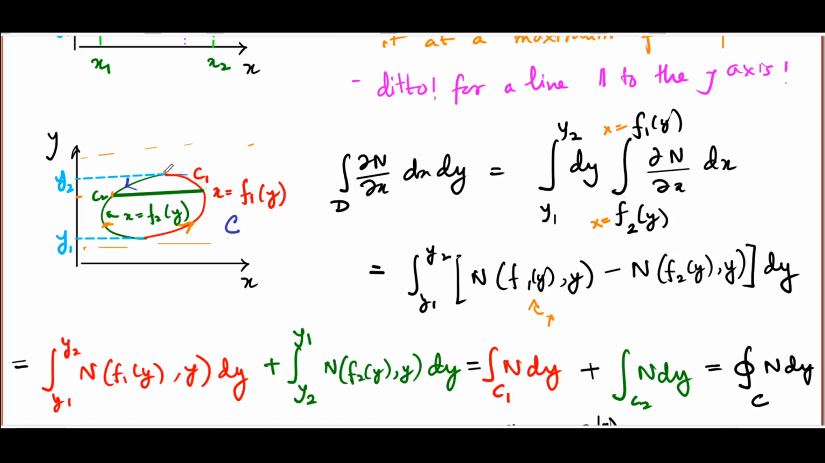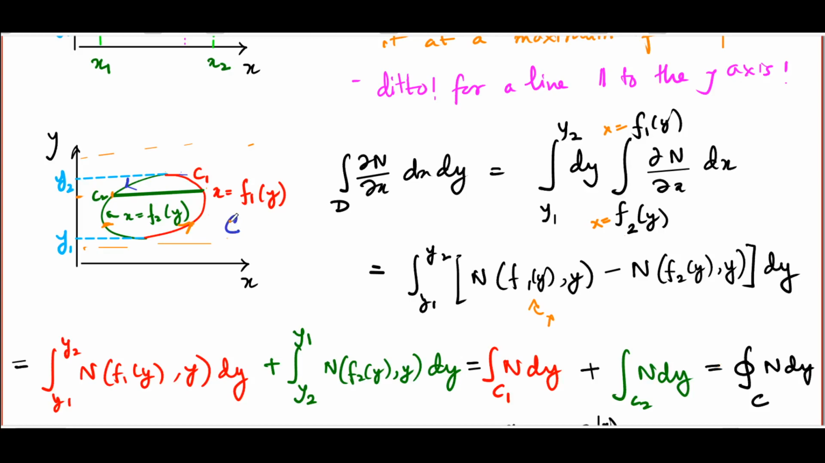You go from y2 being the value of y to y1 being the value of y at the end, and over this curve the argument x for n has to be replaced by the value of x which is pertinent to this curve, which is x is f2 of y. So this piece is nothing but n dy integrated over C2. So this whole thing becomes a closed integral over C1 first and then C2. That is the integral over C.